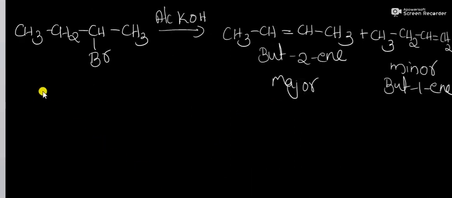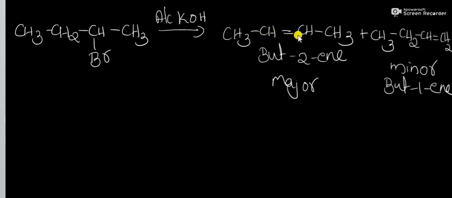For example, this is our 2-bromobutane. In the presence of alcoholic KOH, it will be converted into a mixture of alkenes. One is but-2-ene, another one is but-1-ene. According to Zaitsev rule, which alkene will be the major product? This alkene has more substitutions, or it is the most highly substituted alkene compared with this alkene.